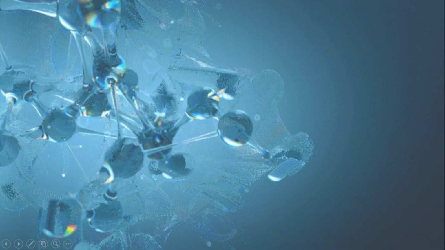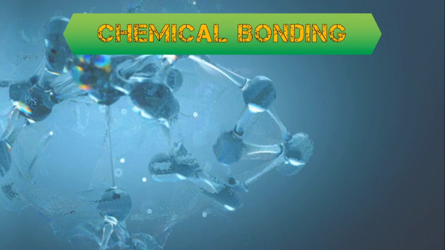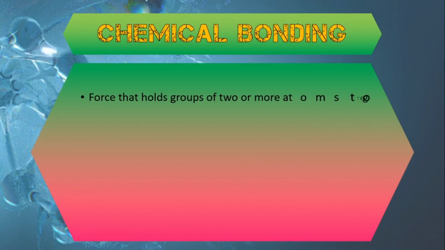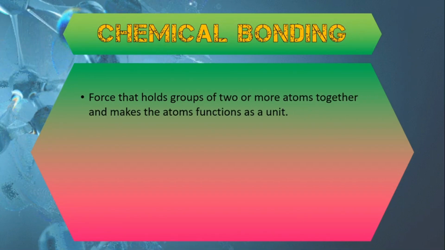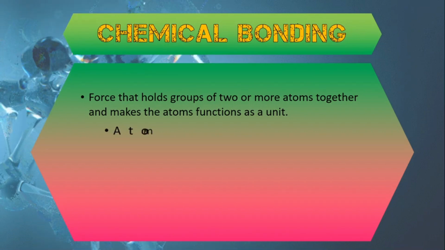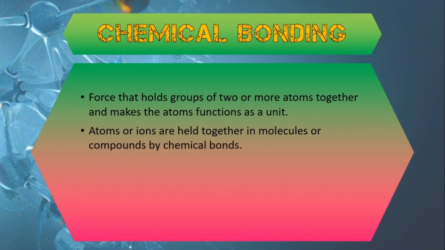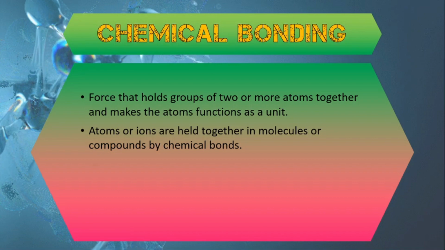Okay, so let's start our discussion for today, which is all about chemical bonding. So what is chemical bonding? Chemical bond is a force that holds a group of two or more atoms together and makes the atoms function as a unit. Chemical bond holds the atoms or ions together to form molecules or compounds.